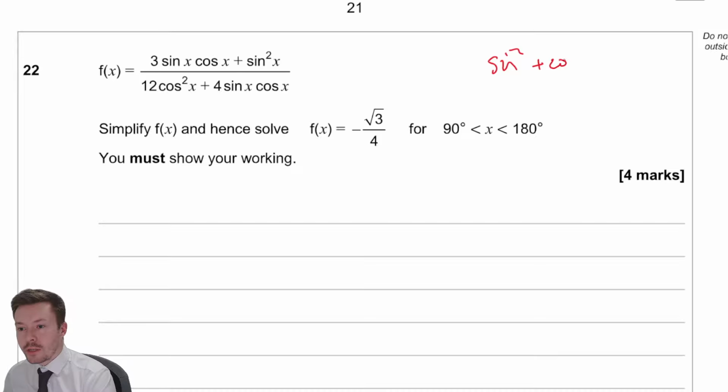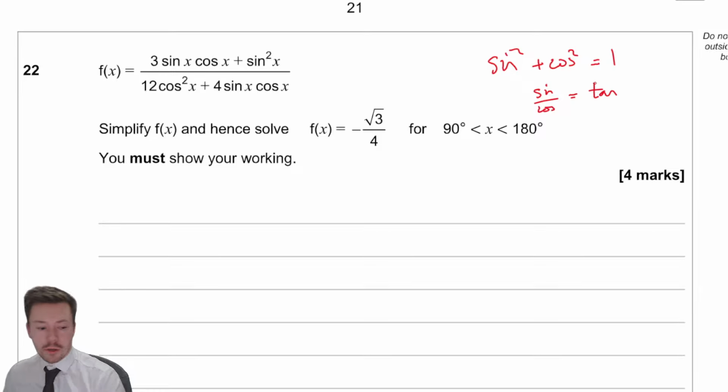Write down the identities that you know. The sine squared plus cos squared is 1. Sine over cos is equal to tan.